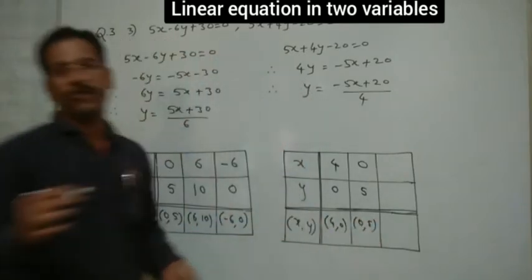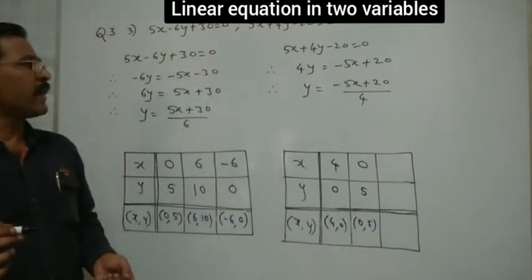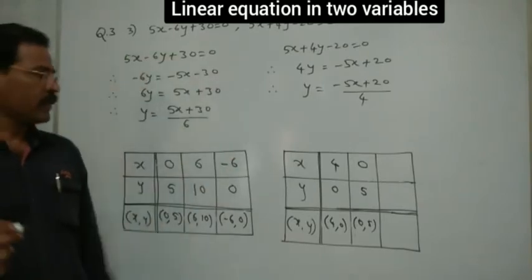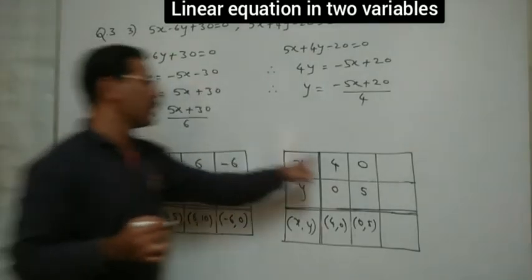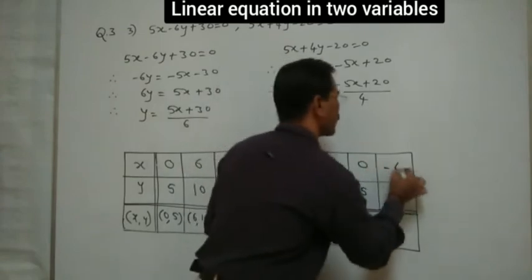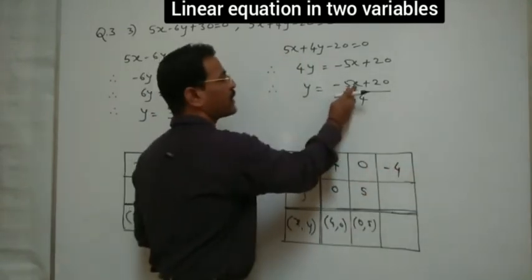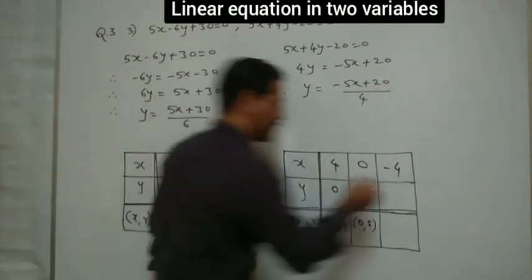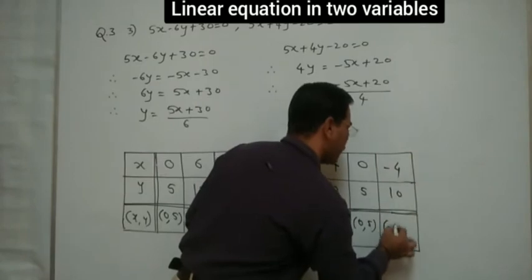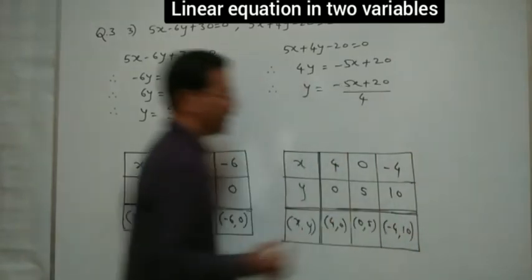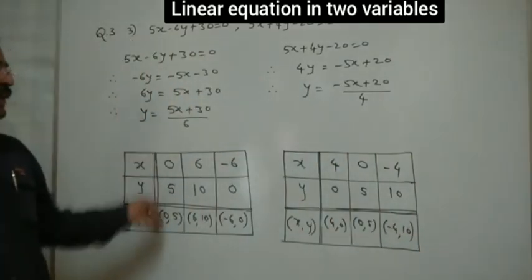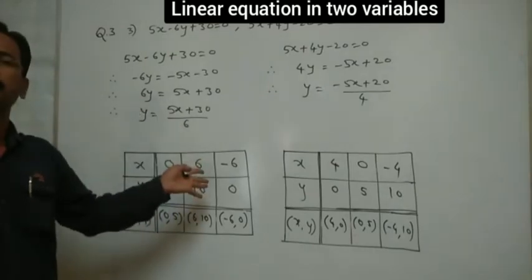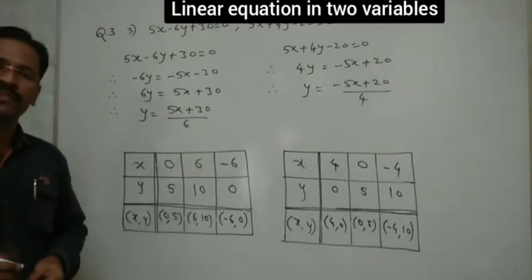One more value I'll put here, like minus 4. Okay. If we put minus 4, minus times minus is plus, 5 4s are 20, 20 plus 20 is 40, 40 upon 4 is 10. So like this, we can prepare the table. Again, to draw the graph of this example, let's go to the computer screen.